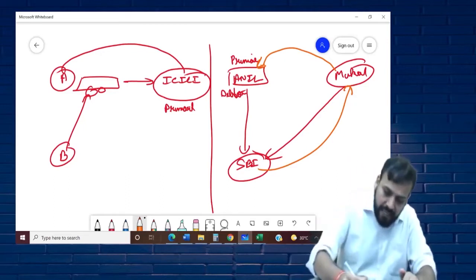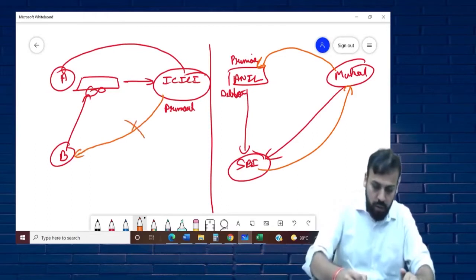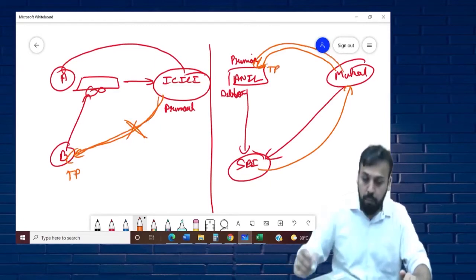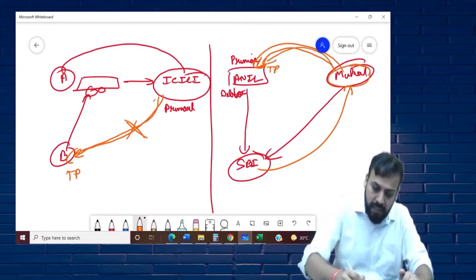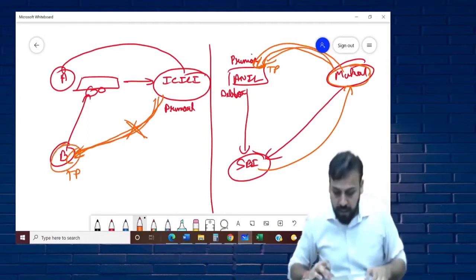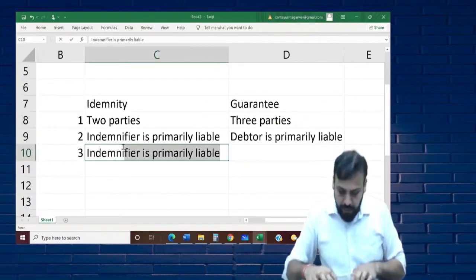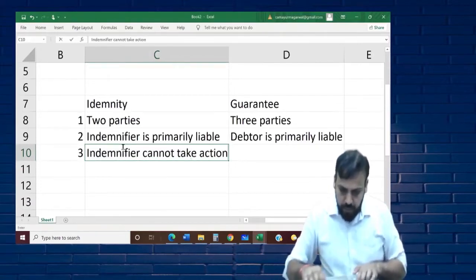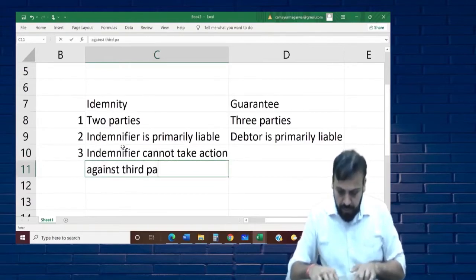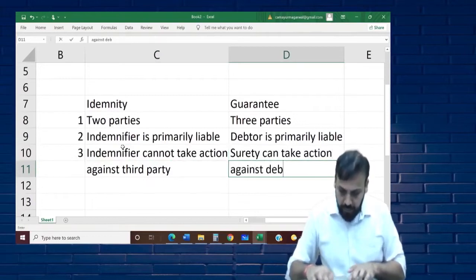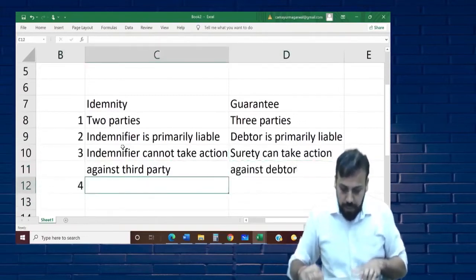Yes. But can ICICI Lombard recover from B? No. They cannot file a case on the third party. Mukesh Ambani can file a case on Anil Ambani, but ICICI Lombard cannot file a case on the third party who banked the car. Very, very clear. Understand this. So basically, here the indemnifier cannot take action against the third party, but the surety can take action against the debtor.